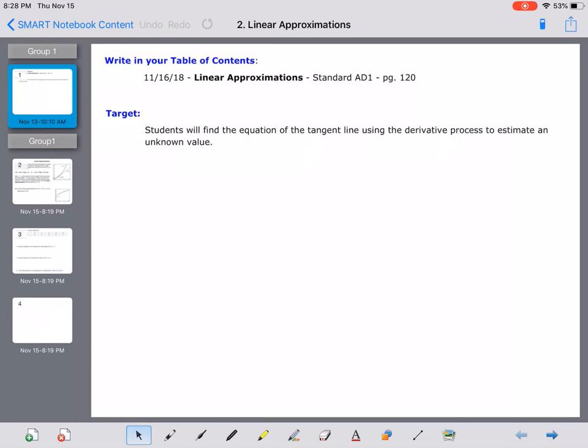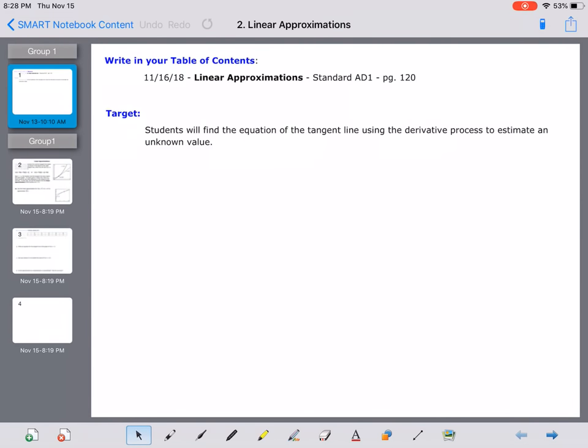We're gonna talk about linear approximations and how we calculate values before the use of technology, really, how values were calculated and kind of approximated. Standard is AD1. We're still talking about tangent lines and slope. This is page 120. These are the notes that you got on Friday before the break.